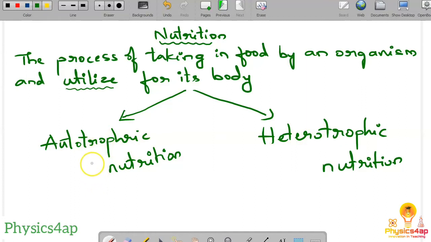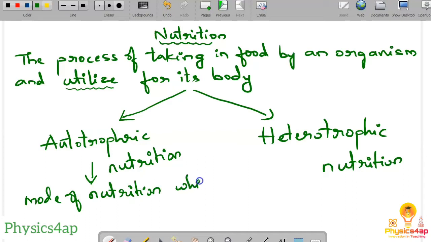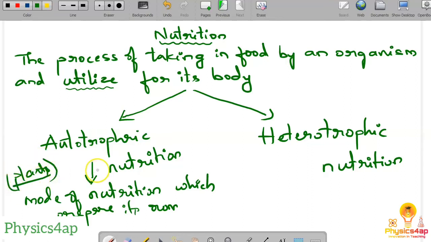Autotrophic nutrition is the mode of nutrition which can prepare its own food. That mode of nutrition is called autotrophic nutrition. Like all the green plants, all plants come under this autotrophic nutrition. Why? Because they can prepare their own food.